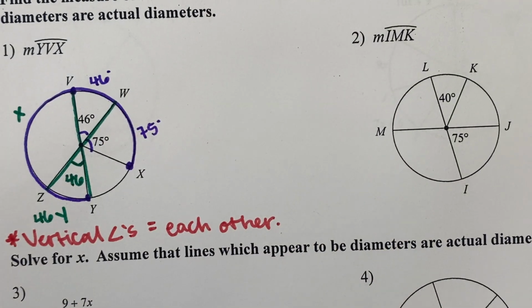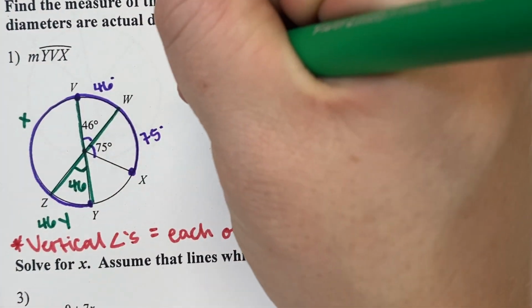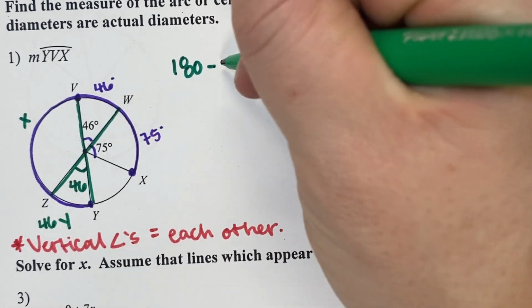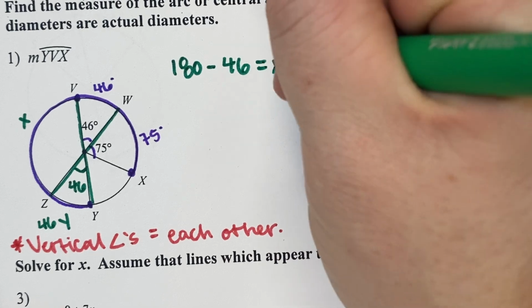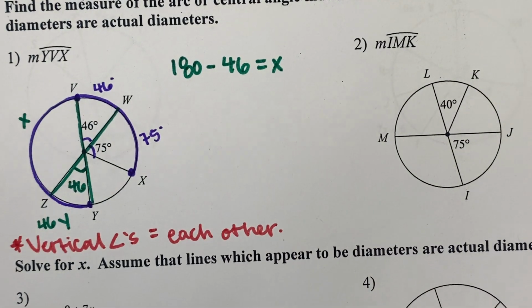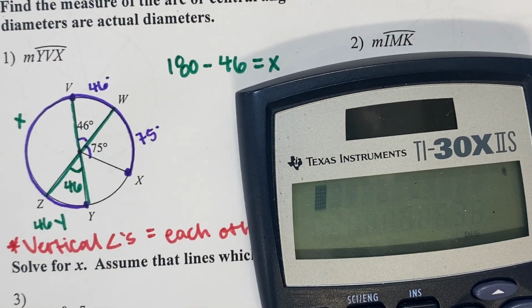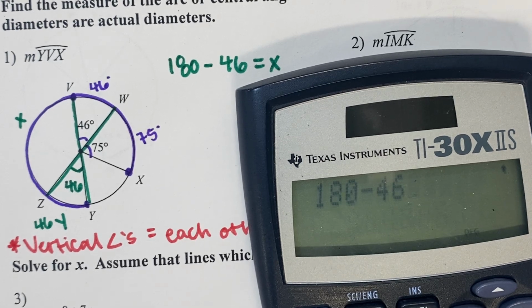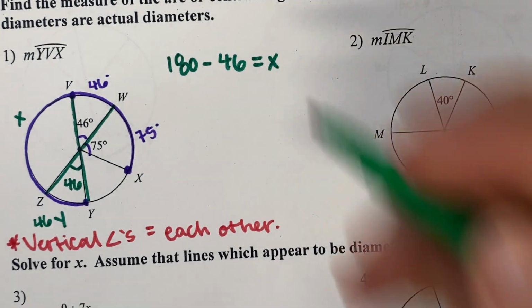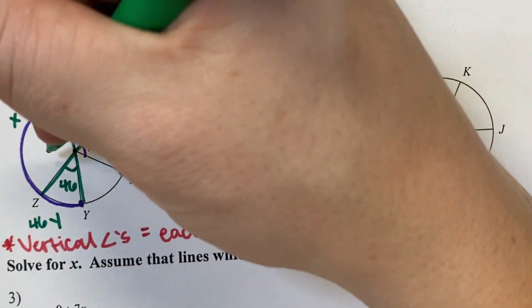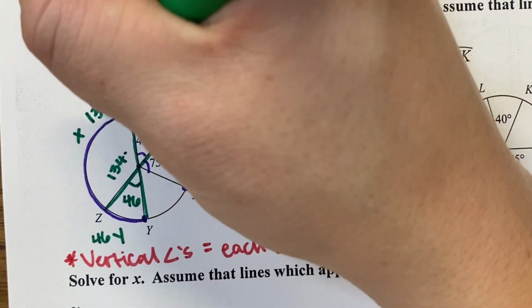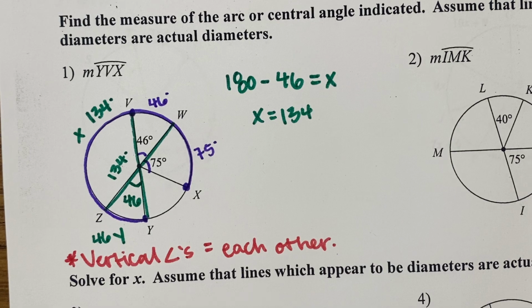So we're going to go ahead and write that here. 180 minus the 46 that it gives us in that half of the circle is going to give us our X. We can just do that in a calculator or in your head. 180 minus 46, and we get X is equal to 134. That means that this is 134 degrees, which means our arc is 134 degrees.